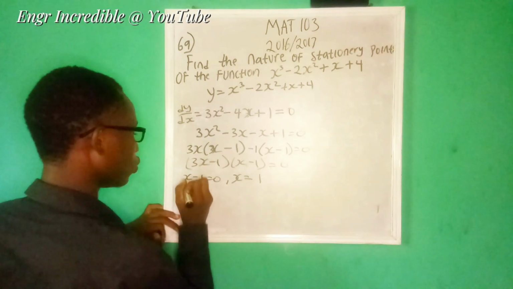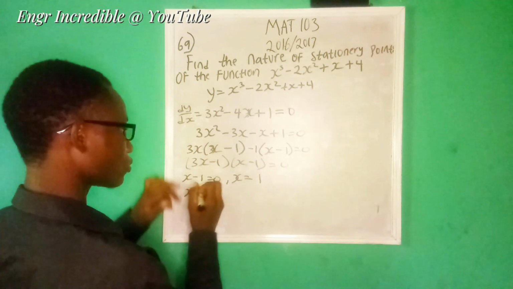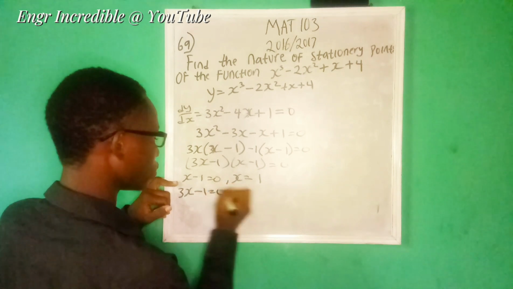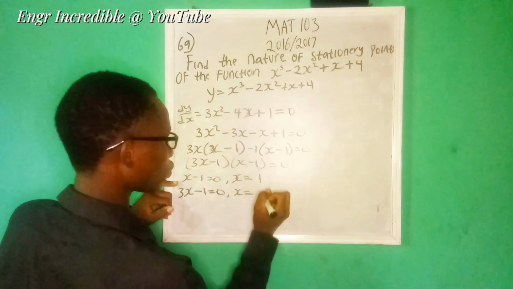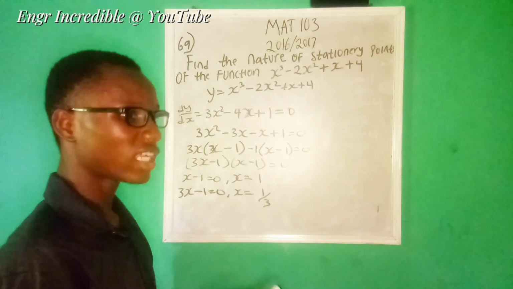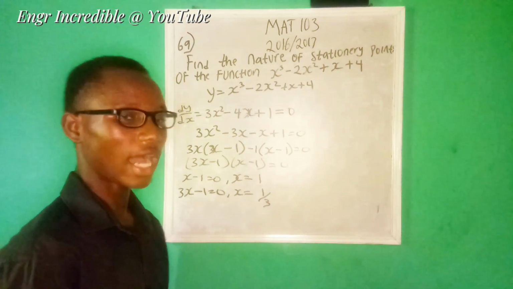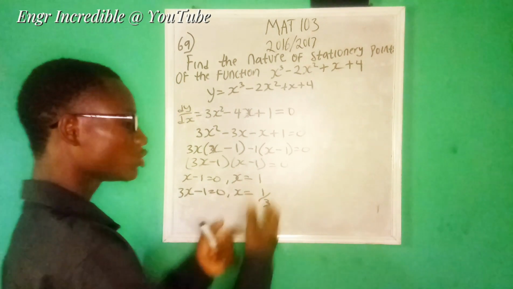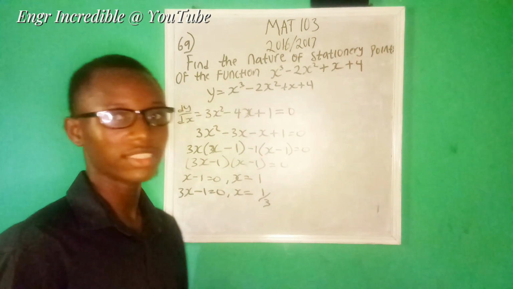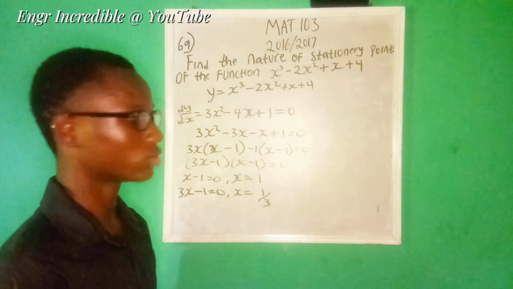And in the other place, 3x minus 1 is equal to 0. Therefore x is equal to 1 over 3. So we have two values of x. That means we are supposedly going to have both a minimum point and a maximum point. But how do we know our minimum and maximum points? We have to use d square y dx square. We check for the one that is greater than 0 and the one that is lesser than 0.